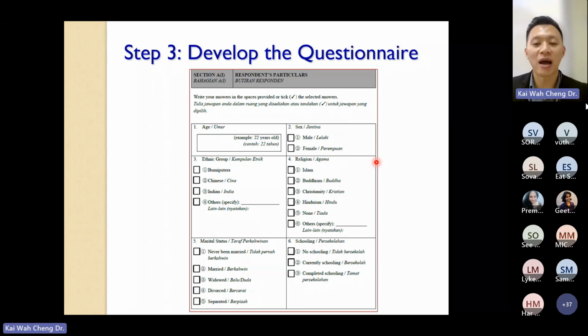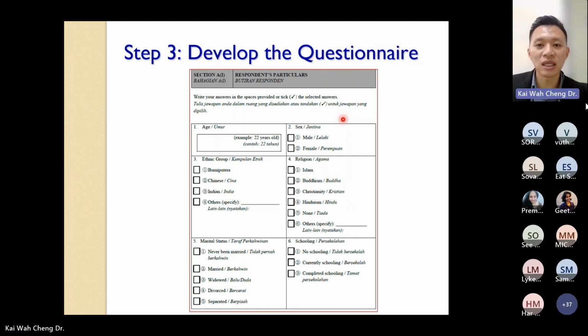For example, last time I was conducting a research in a state. So I used two languages because my dissertation was prepared in English, but not all the people in that state can understand English very well. So I prepared a bilingual questionnaire to conduct the research. So the language of your questionnaire depends on your target population.